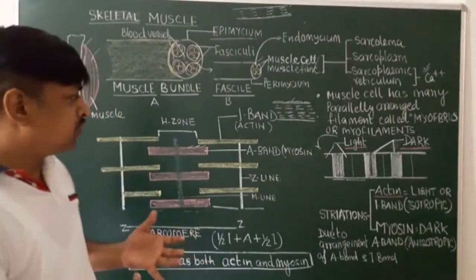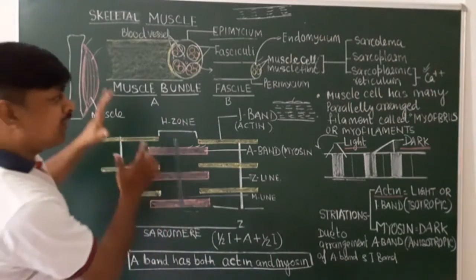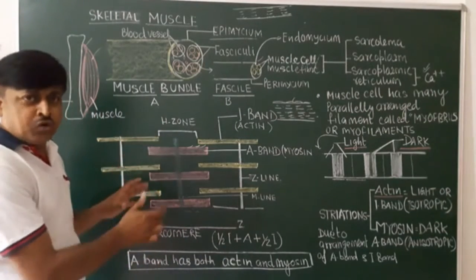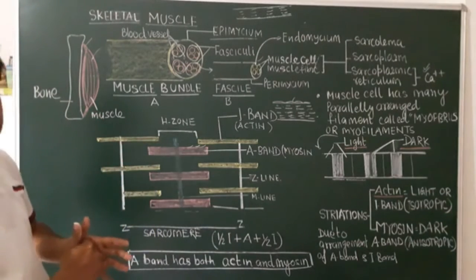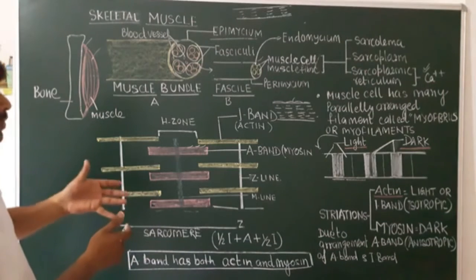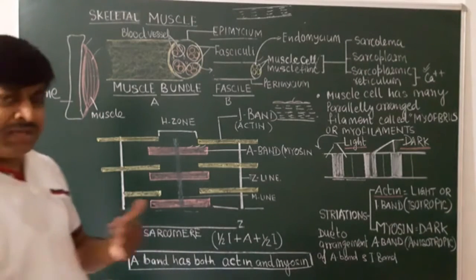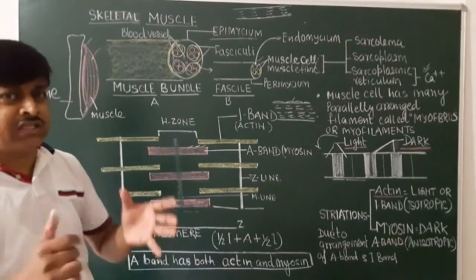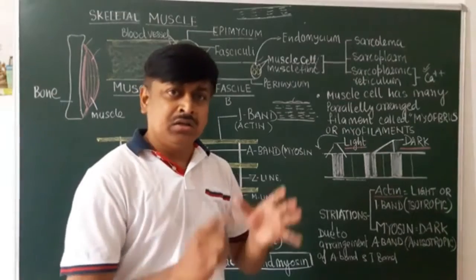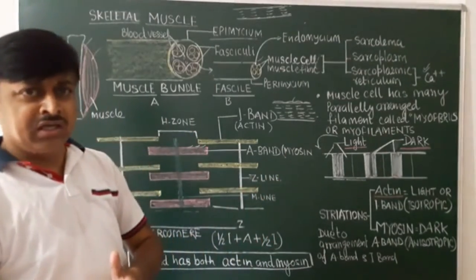Clear? So student, I tried my level best to explain the structure of the sarcomere. Clear? So watch this video 2 times, 3 times. Clear students? So that everything will be clear to you. So in my next video I will explain the structure of the actin and the myosin and then the sliding filament theory. Clear?